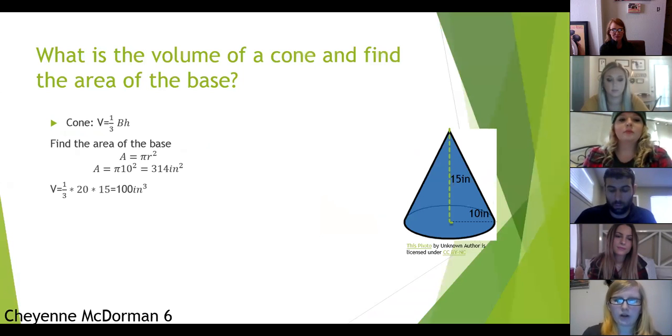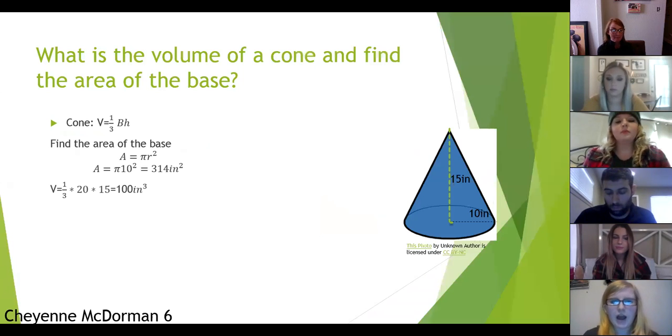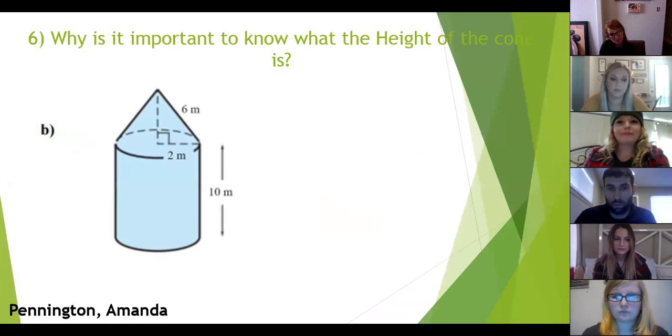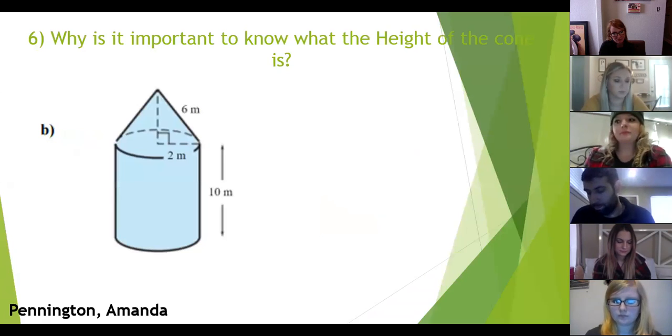314 inches squared. Now we're going to find the volume. We're going to do 1/3 times 314 times 15, since 15 is our height, and that'll give you 1570 inches cubed. Okay, thank you. You're welcome.